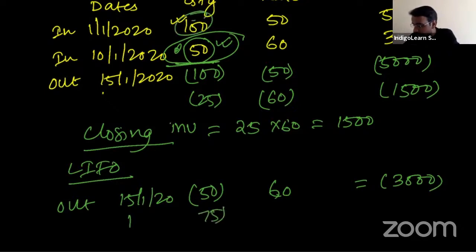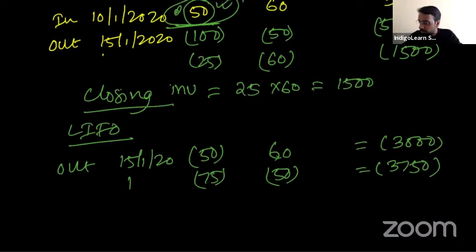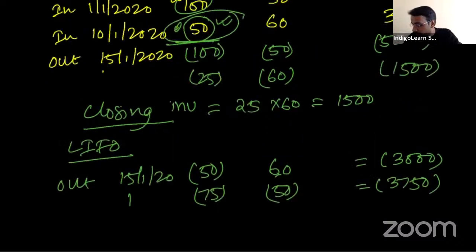And the balance 75 will be issued from the initial lot, that is this lot. So 75 will be issued from there. 75 multiplied by 50, that is 3750. Right? This is the issue. And what is the closing stock? Closing stock will be 25.